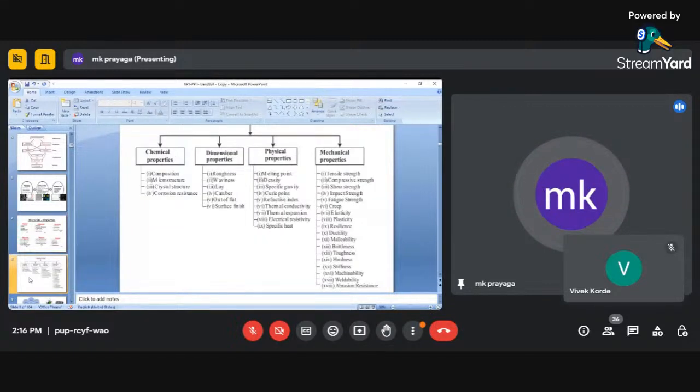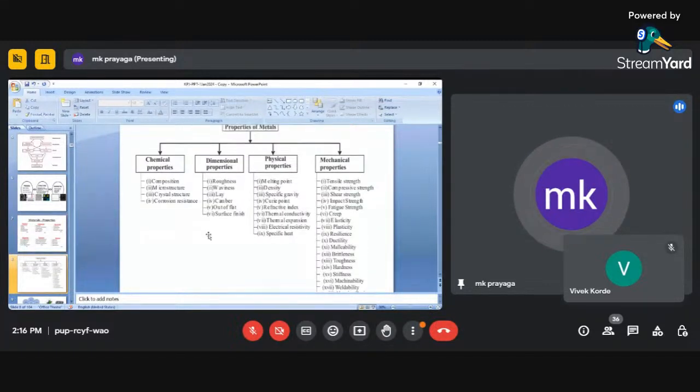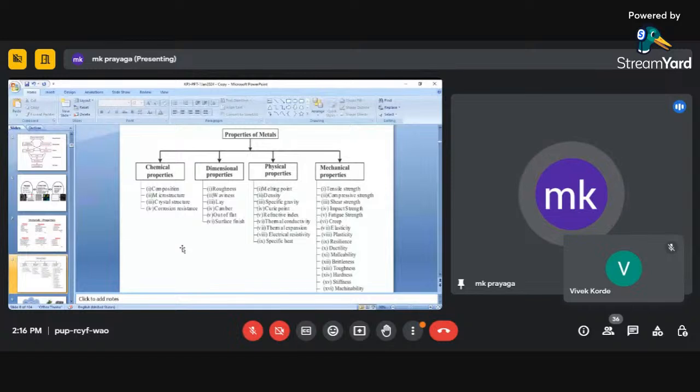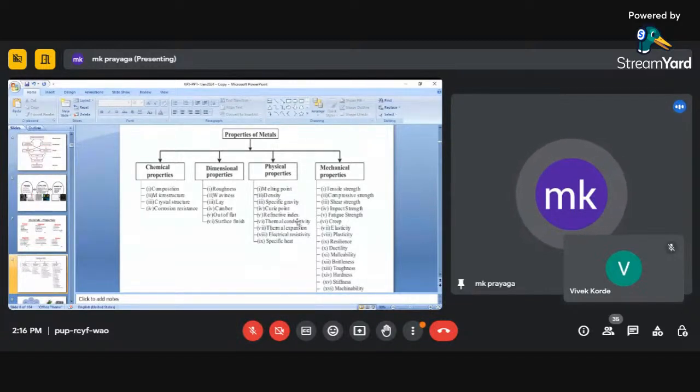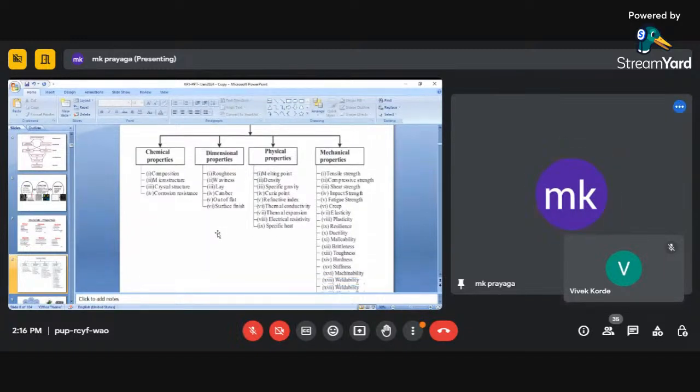Once the material properties are confirmed, then we have similar kinds of properties, just like the previous slide: chemical, dimensional, physical, mechanical. A lot of mechanical properties are required. And of course, as I told in the beginning itself, based on your final requirement, you need to go for a number of characterization techniques for the properties identification.